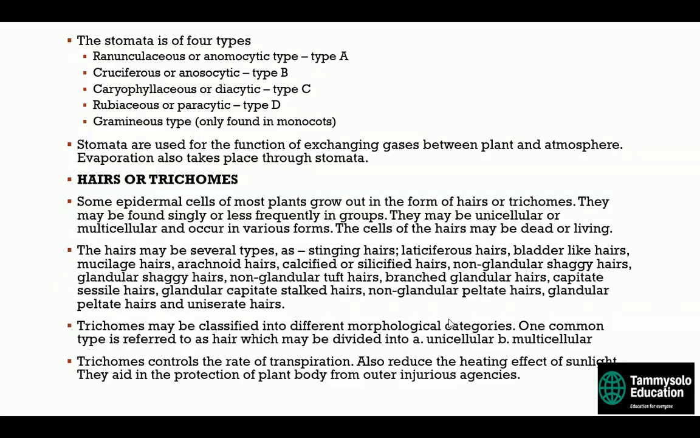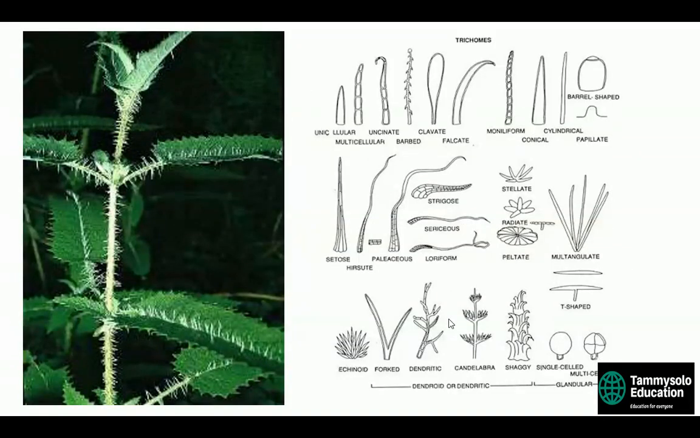Trichomes control the rate of transpiration. They also reduce the heating effect of sunlight. They aid in the protection of the plant body from outer injurious agencies. These are what they look like. Different trichomes. And we have the hairs on the epidermis on this plant shown here.